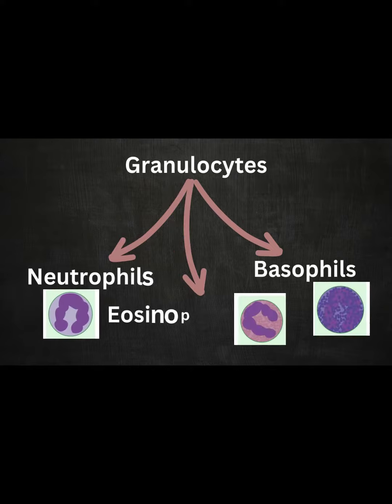Granulocytes include cells such as neutrophils, eosinophils, and basophils. The names of these cells actually refer to the way that the cells appear after staining with certain chemicals.